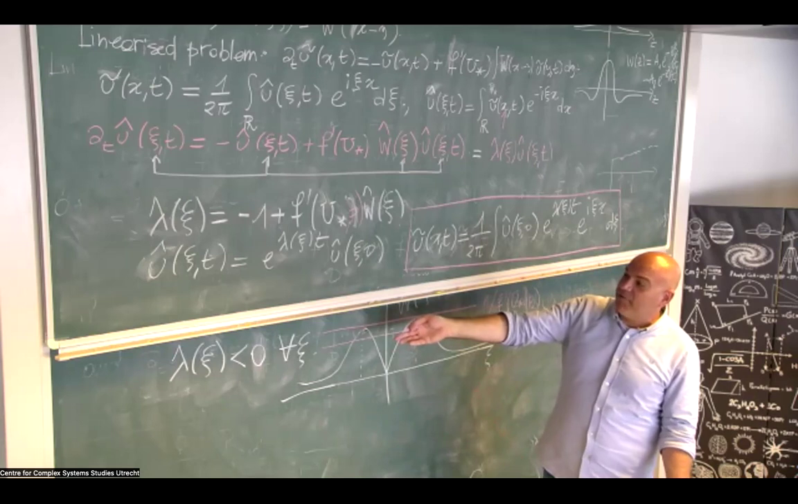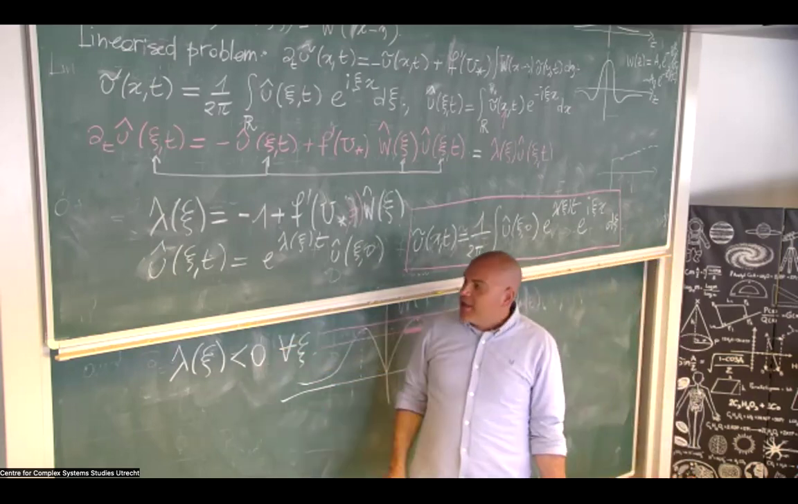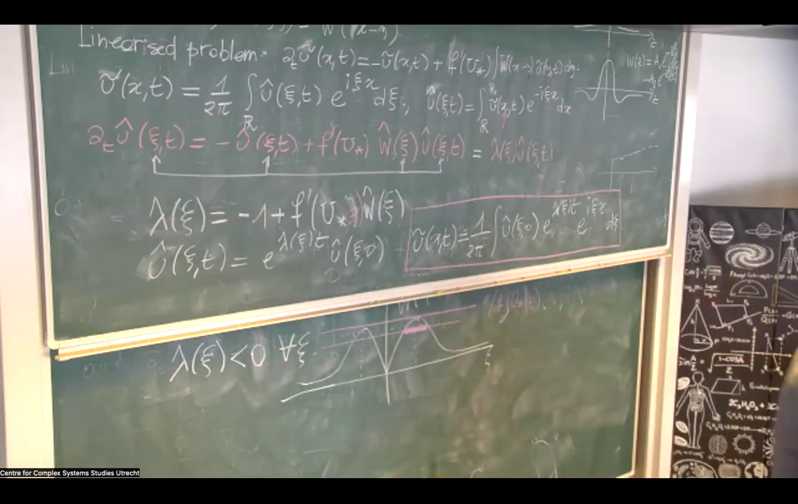But here we have no diffusion. There is only one variable that causes this, and that's why I call it a Turing-like bifurcation. There is a diffusion-less bifurcation of this type. Yeah. If W is a specific kernel, can you get diffusion?